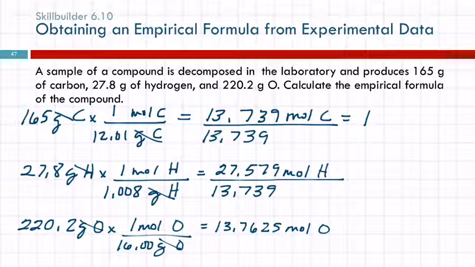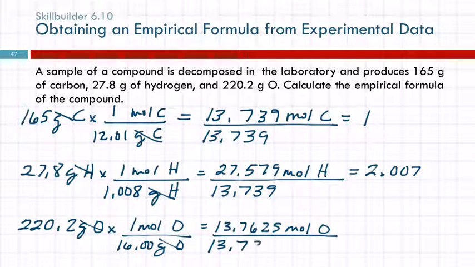So 27.579 divided by 13.739 equals 2.007. Need a decimal point in there. And then this one divided by 13.739. And that one, you can kind of guess that that comes out close to 1.